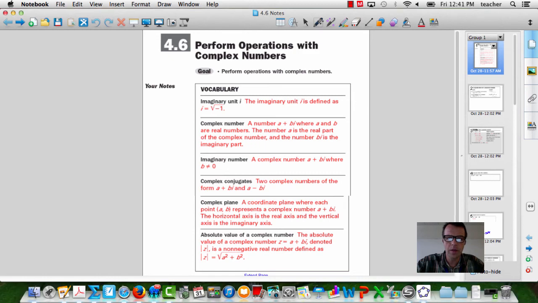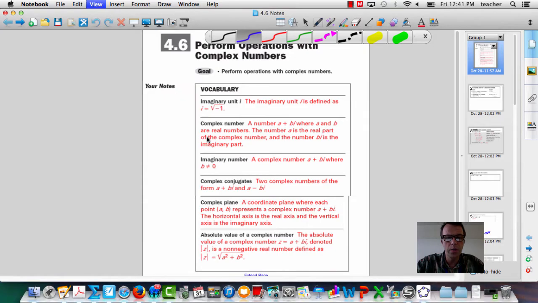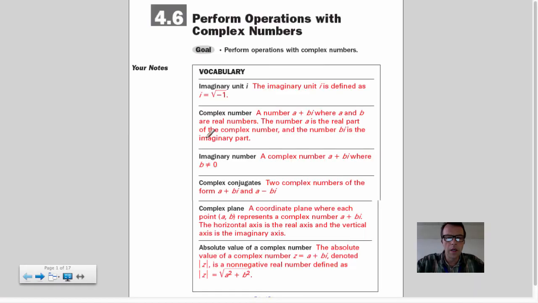Okay, we're going over section 4.6. This is the second half of chapter 4. So could we split it up? And here's the title of section 4.6, Perform Operations with Complex Numbers. We're going to learn about some numbers that are new to your world, which is pretty neat.